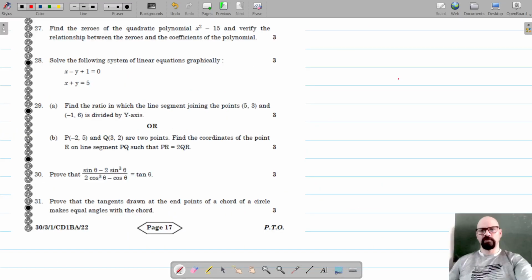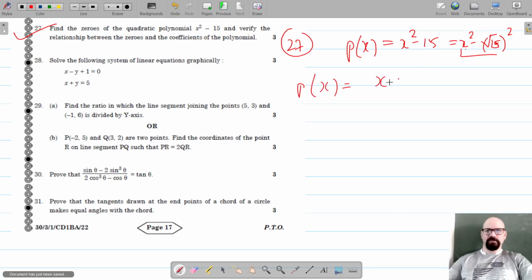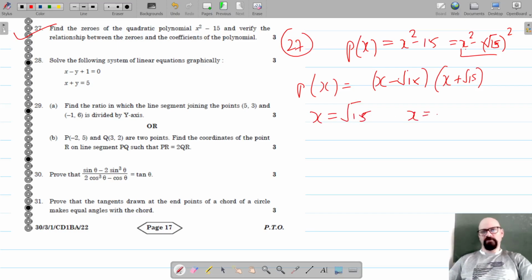Okay, moving on. For question number 27, we have to find the zeros of the quadratic polynomial. Let the polynomial be P of x is equal to x squared minus 15. I can write 15 as root 15 the whole square, so this is x squared minus root 15 squared. This is now a squared minus b squared, which is a plus b into a minus b. So the two roots are either x is equal to root 15 or x is equal to negative root 15.